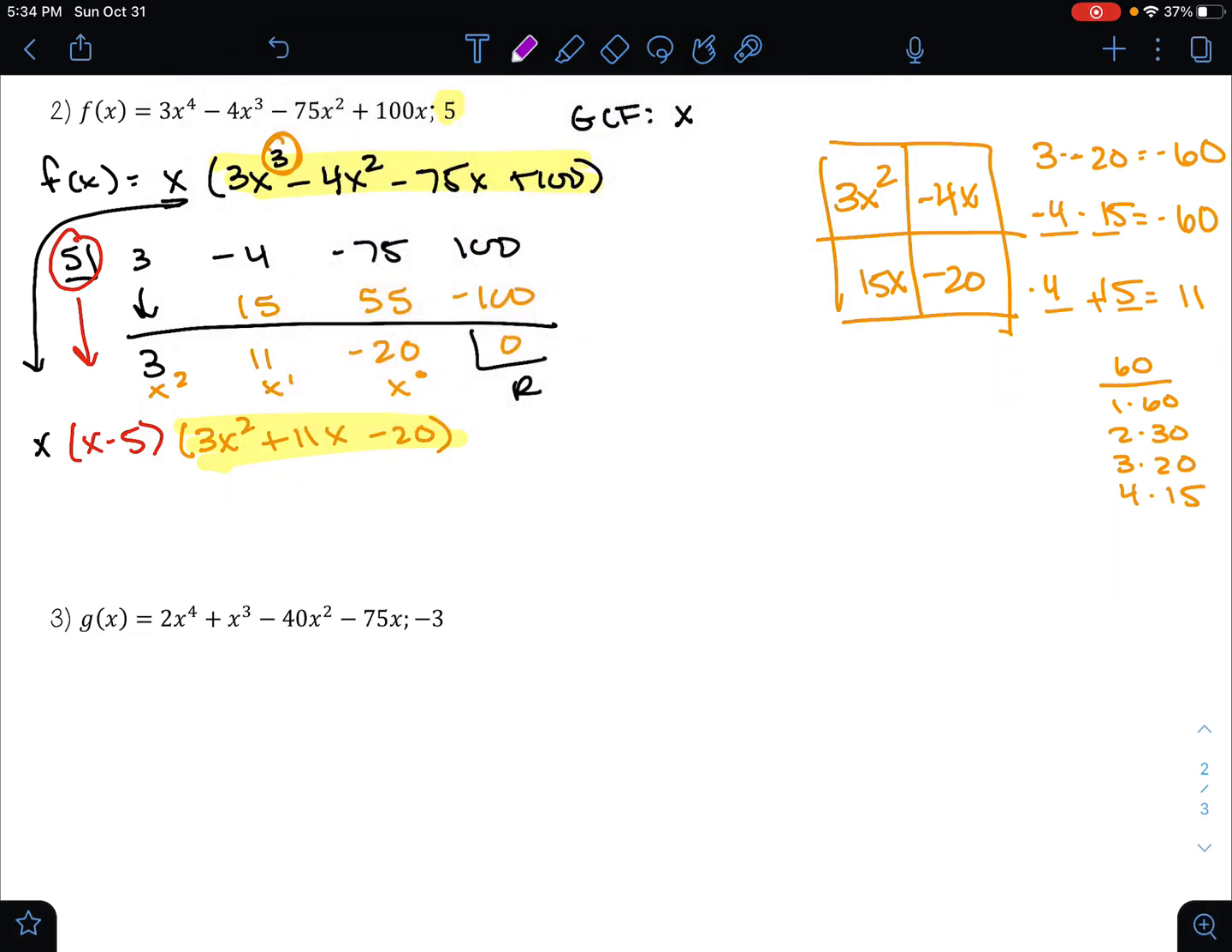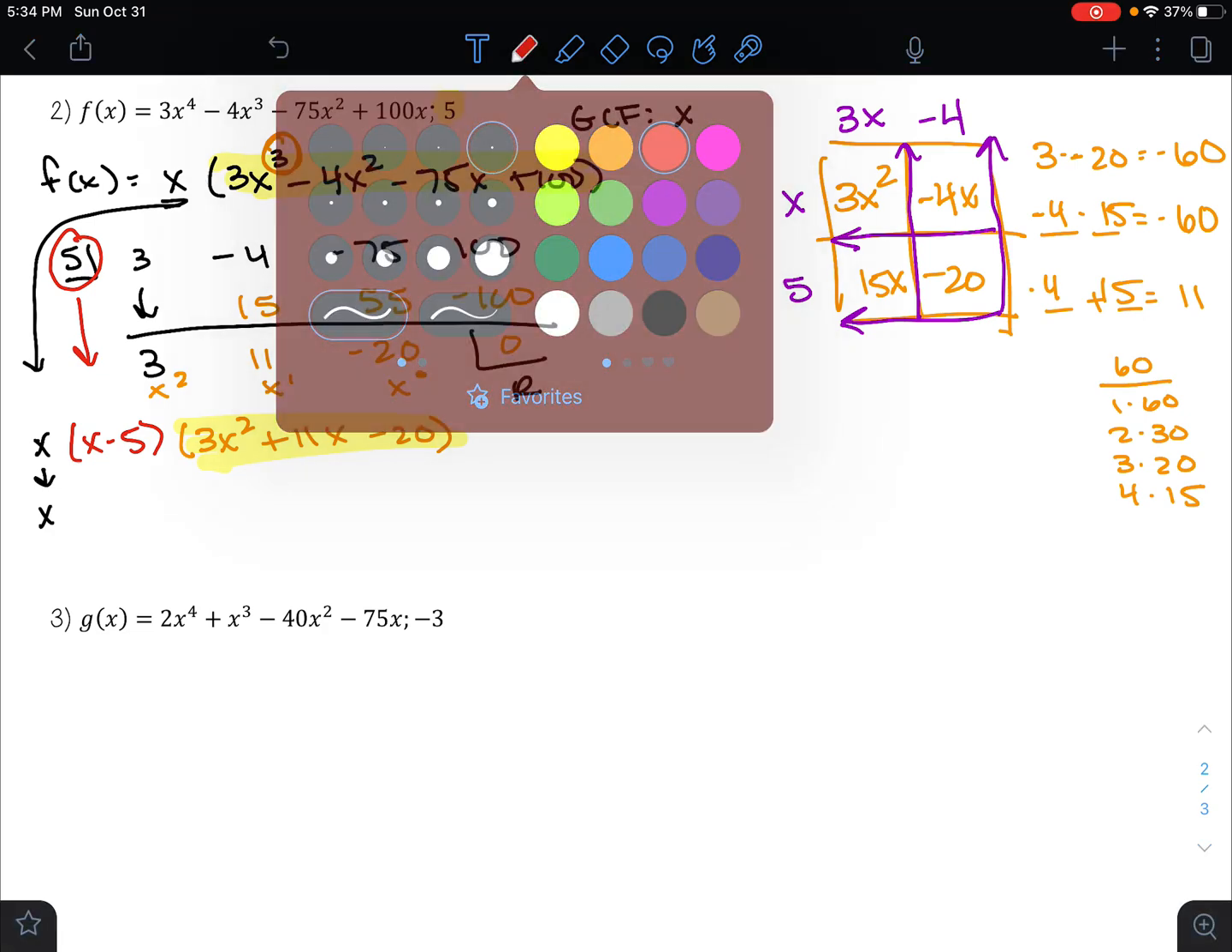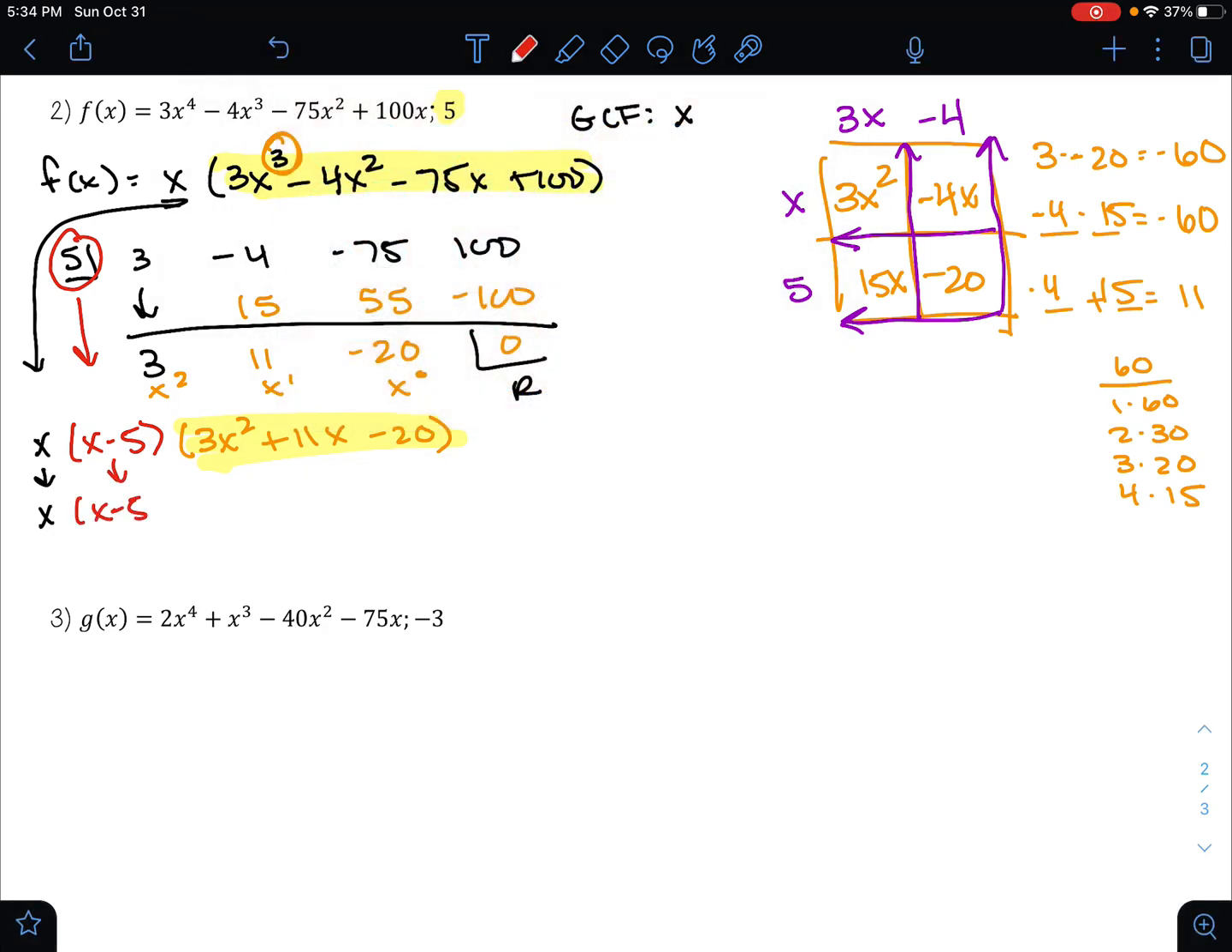The greatest common factor of this top row is x. The greatest common factor of this bottom row is 5. The greatest common factor of the left side is 3x, and the greatest common factor of the right side is negative 4. So here my factors are x times x minus 5 times x plus 5 times 3x minus 4. So those are my factors.